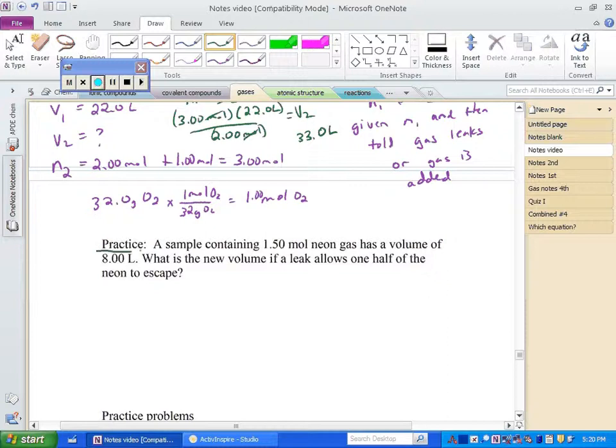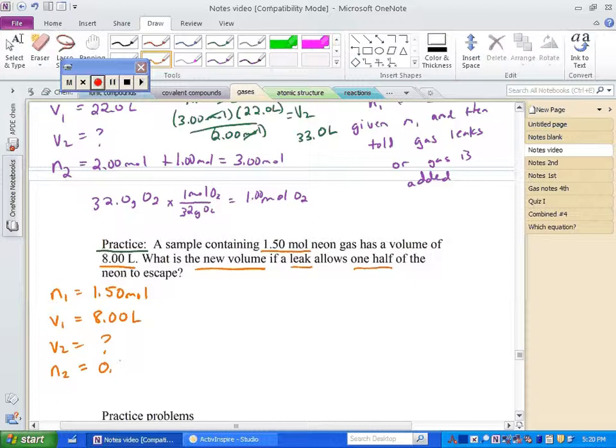Okay, so there's a practice one for you to try. Now, we have 1.50 moles, so there's our N1. And it has a volume of 8 liters. What is the new volume? So V2 is our unknown. If a leak allows 1/2 of the neon to escape, so if we lose half of it, we now have 0.75 moles.